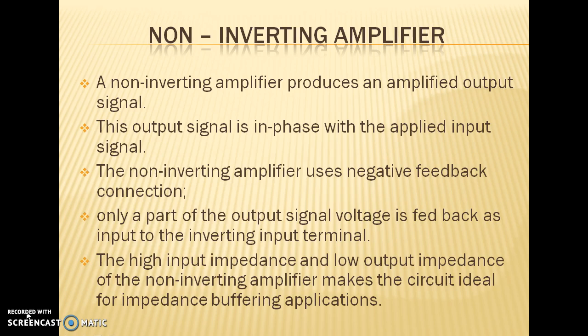A non-inverting amplifier produces an amplified output signal which is in phase with the applied input signal. It uses a negative feedback connection, that is, only a part of the output signal voltage is fed back as input to the inverting input terminal. The high input impedance and low output impedance of the non-inverting amplifier makes the circuit ideal for impedance buffering applications.